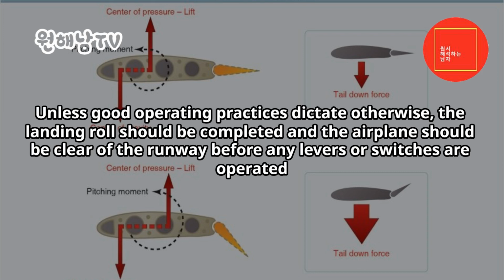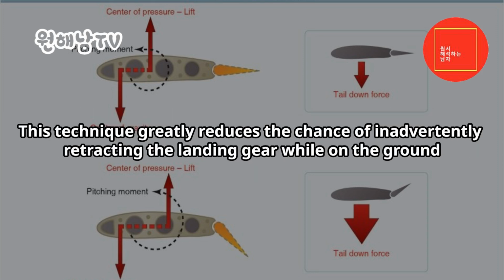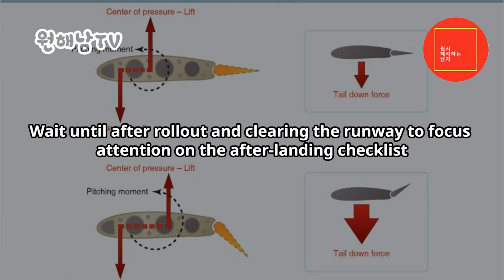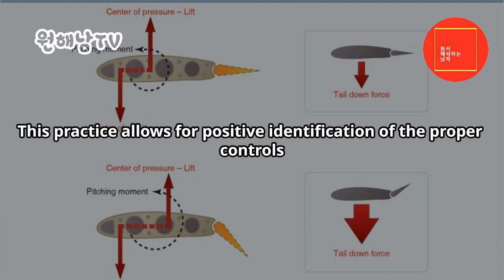Unless good operating practices dictate otherwise, the landing roll should be completed, and the airplane should be clear of the runway before any levers or switches are operated. This technique greatly reduces the chance of inadvertently retracting the landing gear while on the ground. Wait until after rollout and clearing the runway to focus attention on the after landing checklist. This practice allows for positive identification of the proper controls.